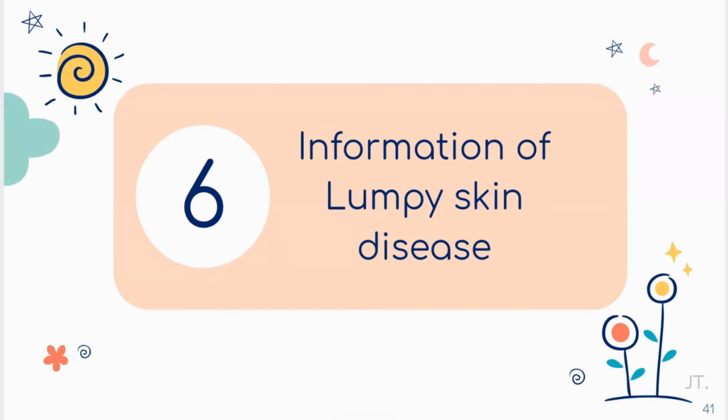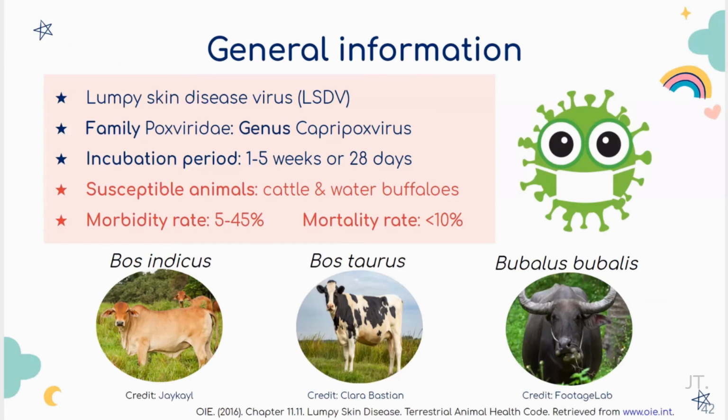Lumpy skin disease virus is a member of genus Capripoxvirus and the family Poxviridae. Incubation period is about 1 to 5 weeks, or 28 days. Cattle and water buffalo are susceptible to this virus. Morbidity rate is about 5 to 45%, and mortality rate is less than 10%.